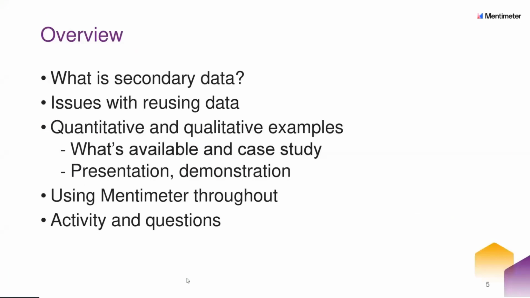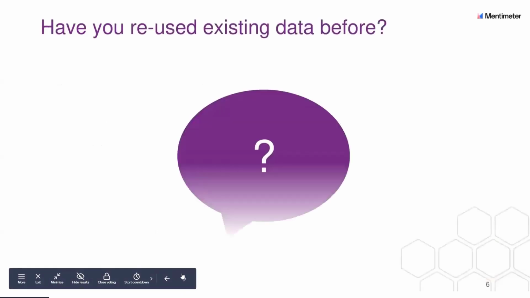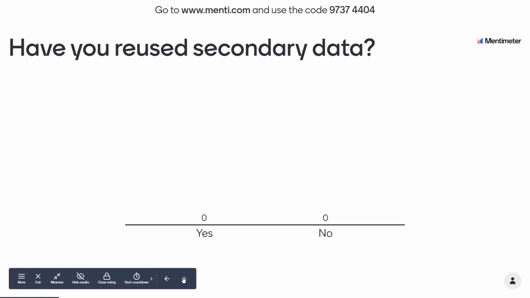So what I'm going to cover is what is secondary data, and some of the issues with reusing data. We're going to use, between us, quantitative and qualitative examples of what's available, with a case study, some presentation and some demonstration. We're going to be using software called Mentimeter, which just allows us to ask questions and to see the results on the screen. We've also got a couple of activities embedded within the presentation to help you reinforce what we're saying, to practice what we're saying. So first of all, have you reused existing data before?